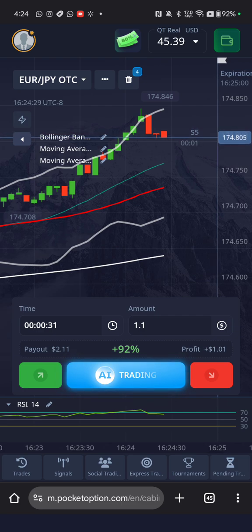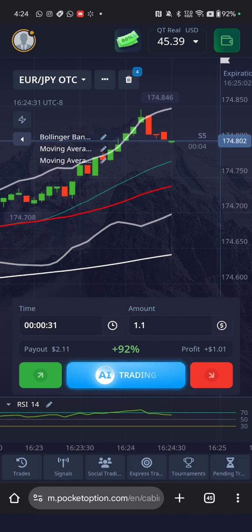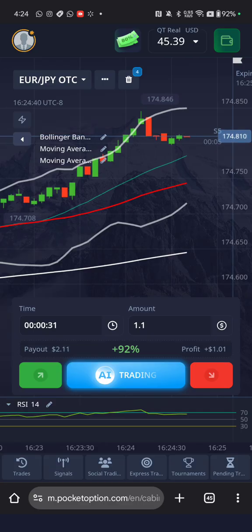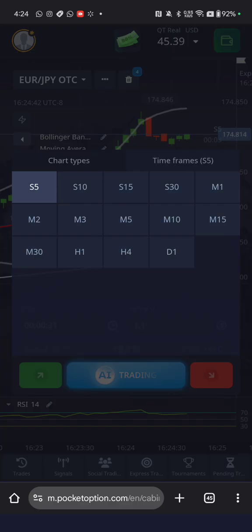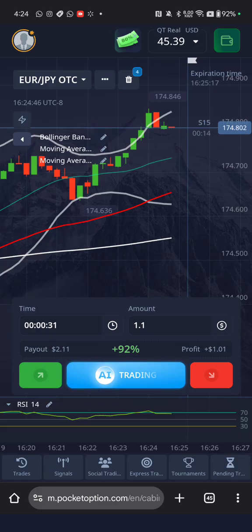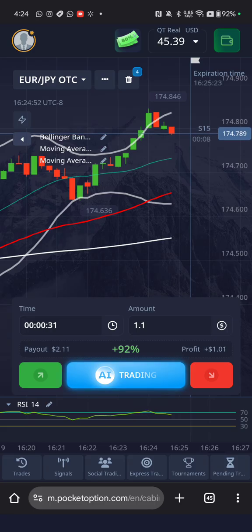Now that red section right there, I can see what's happening with it. I can see that it's correcting itself. It was coming down. Now it wants to go up. It might come down some more. If I go back to the 15 seconds, I can see that it just looks like what it looks like here. And I can make a determination based on experience if it's going to continue to go down some more.